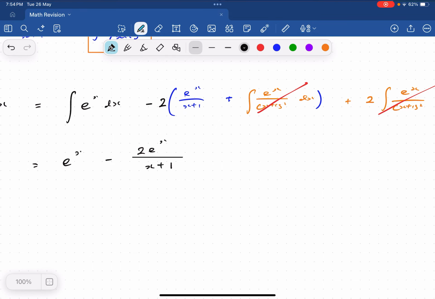And then, of course, no more integrals. I have to write a plus C. Is that it? Yeah, I think that's it.